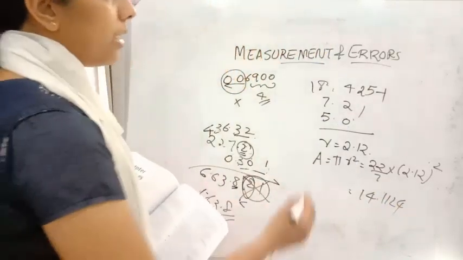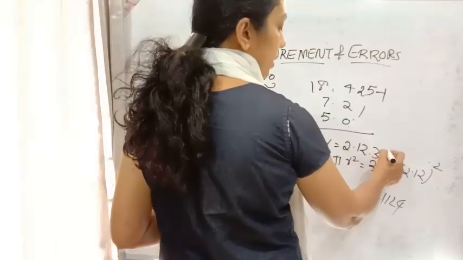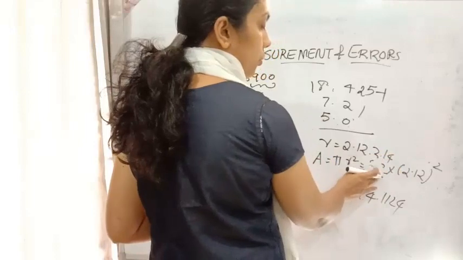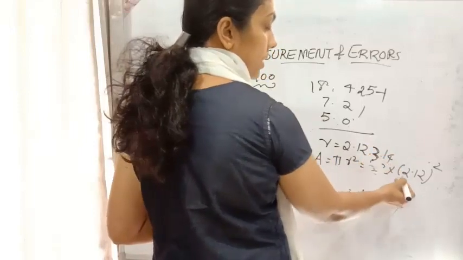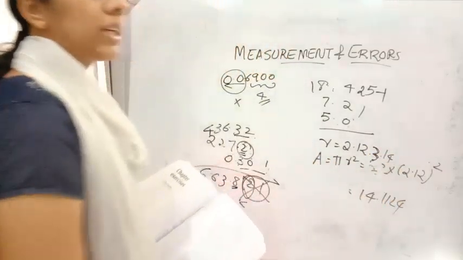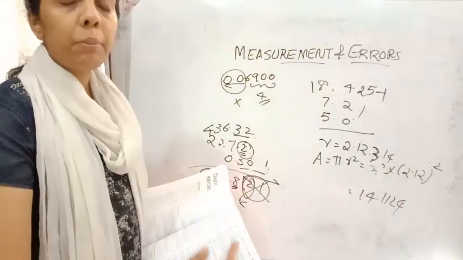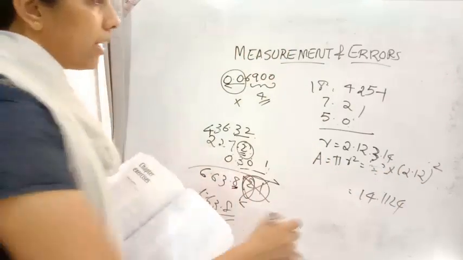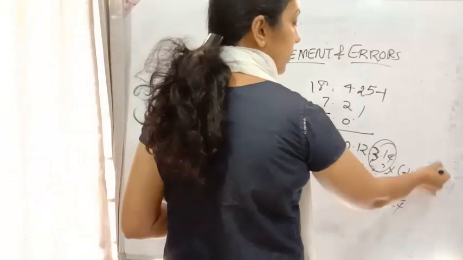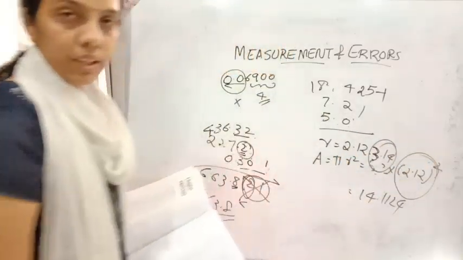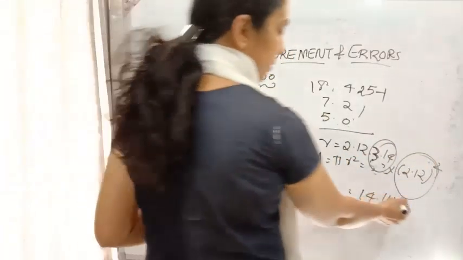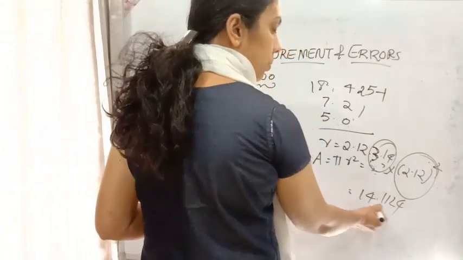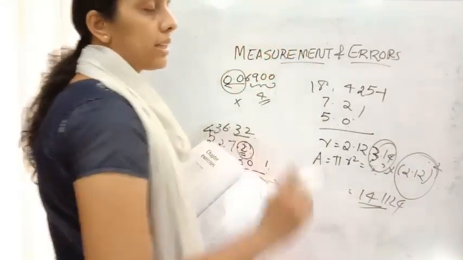Here, if you substitute 3.14 instead of 22 by 7, how many significant figures should be maintained in the final answer? Here also three significant figures are there, and here also three significant figures are there. So we can find that the final answer should have three significant figures.